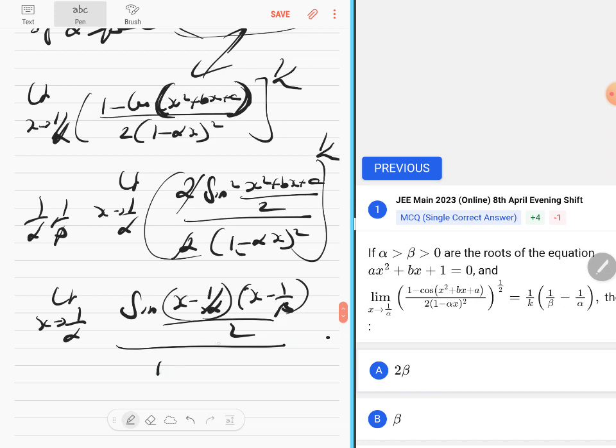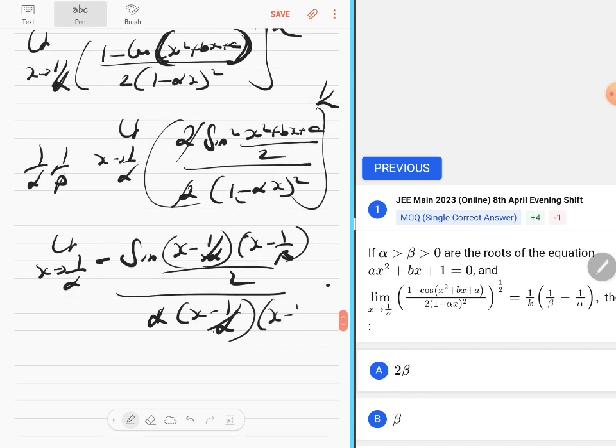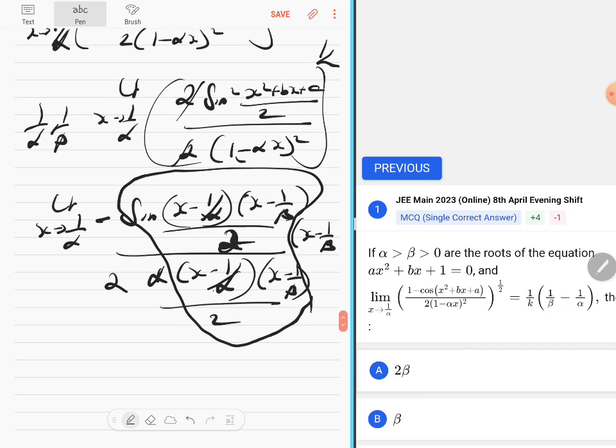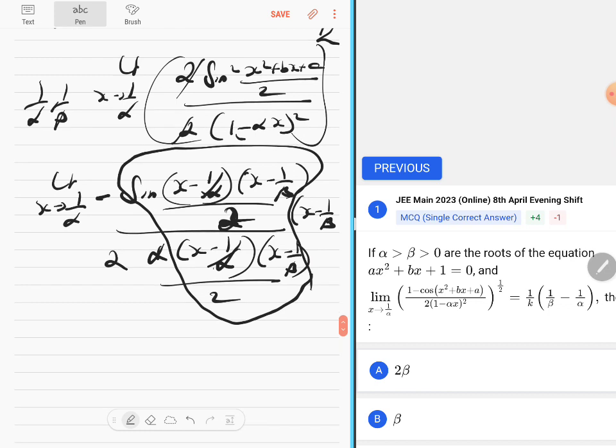In 1 minus alpha into x, I can take the alpha out and I'll get 1 by alpha minus x. And if I take a negative sign out, I can write the 1 by alpha minus x as x minus 1 by alpha, so that I get the sin theta by theta format. But what is missing? I don't have an x minus 1 by beta, so multiply and divide by x minus 1 by beta. I do not have this 2, so multiply and divide by 2 in the denominator. So then can you see from here, sin theta by theta format, limit theta tends to 0 is 1. But here x is tending to 1 by alpha, which doesn't mean infinity, that just means 0 by 0 format.